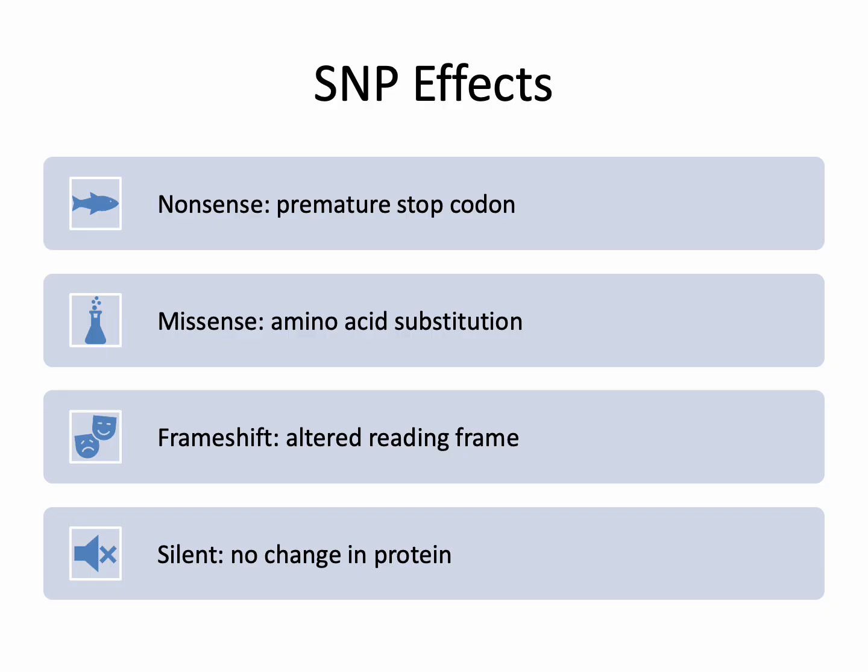SNPs can have different effects. Nonsense mutations introduce a premature stop codon. Missense mutations change an amino acid. Frameshift mutations disrupt the reading frame. And there are some mutations that don't change proteins but may still affect gene regulation. Those are often called silent mutations.